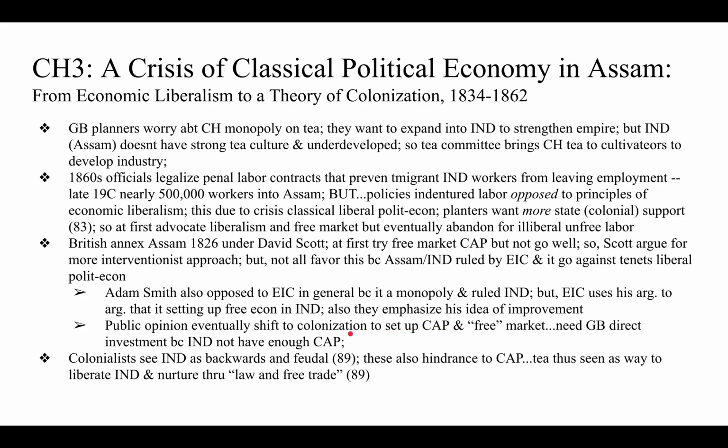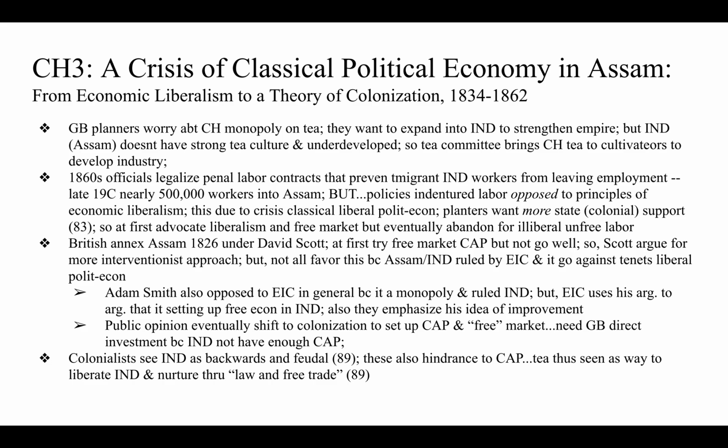And public opinion eventually shifted, this is public opinion in Britain, of course, in favor of colonization in India and setting up a capitalist, quote, free market there. And there was also a need for direct investment from Britain in India, because India did not have enough capital. There's not enough initial capital to reproduce more capital. So something needs to provide that initial investment, people argued.